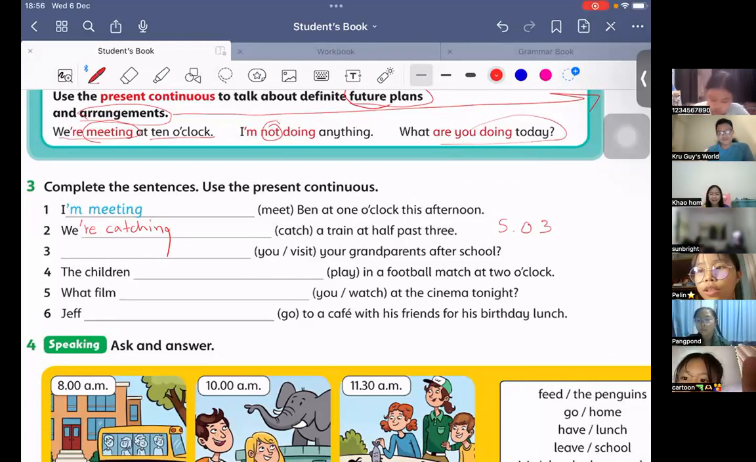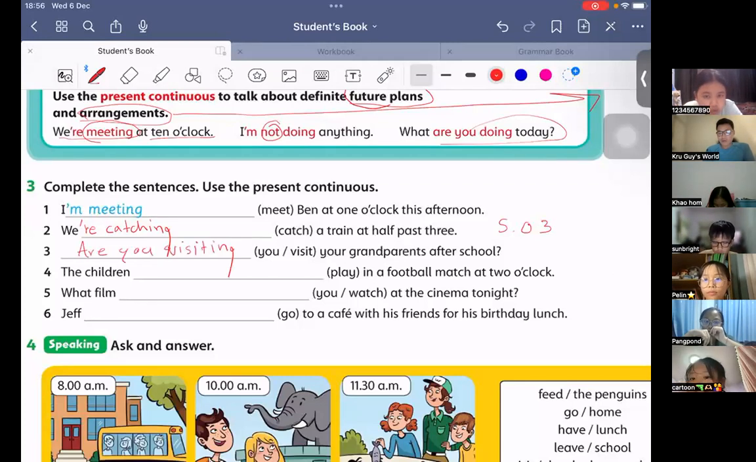Are you going to visiting your grandparents after school? We don't use "are you going to visit." No, we say, are you visiting? Are you visiting? Okay. Are you visiting your grandparents after school? Okay. Are you visiting your grandparents after school?